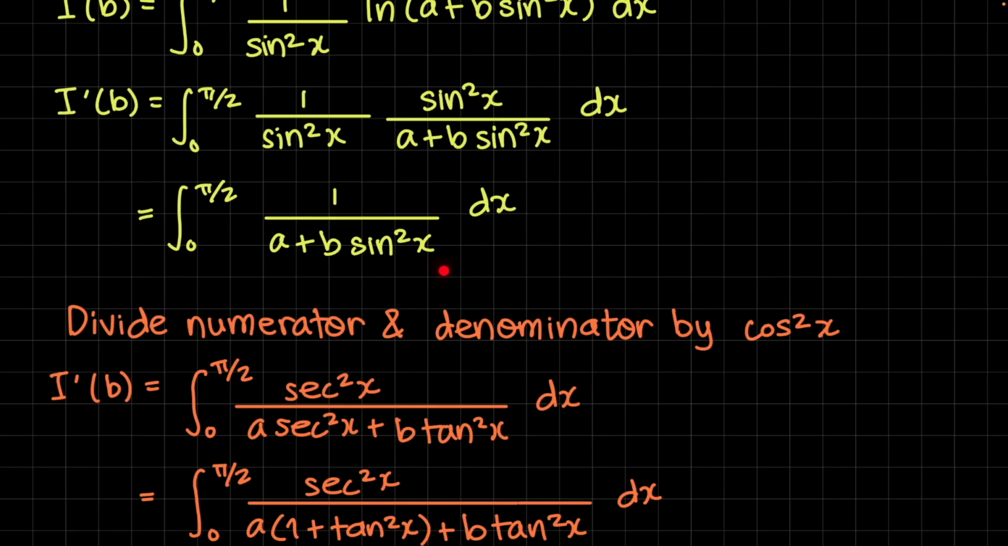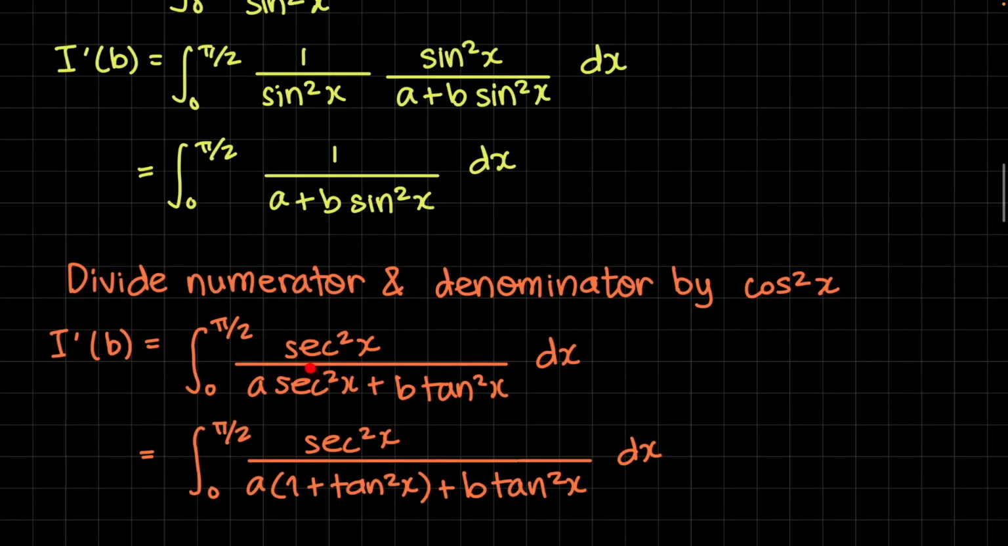At this point, if you have been active as viewers on my YouTube channel, this kind of integral should be quite regulation. So to solve this, divide the numerator and denominator by cosine squared of x. When we divide by cosine squared in the numerator, we get a secant squared, and we have a times secant squared plus sine squared over cosine squared is b times tan squared x.